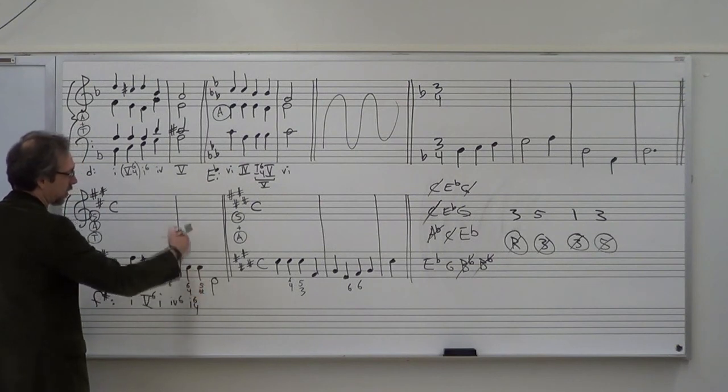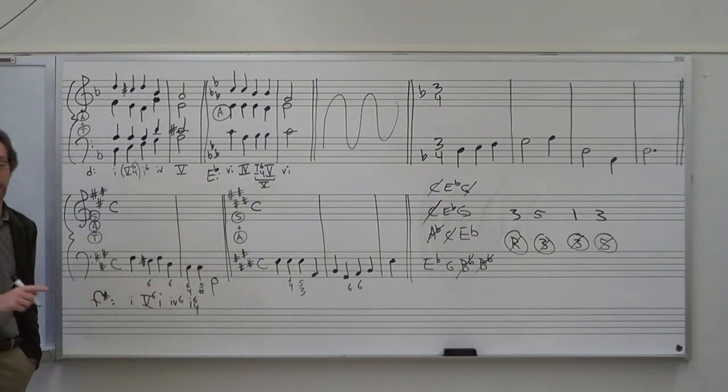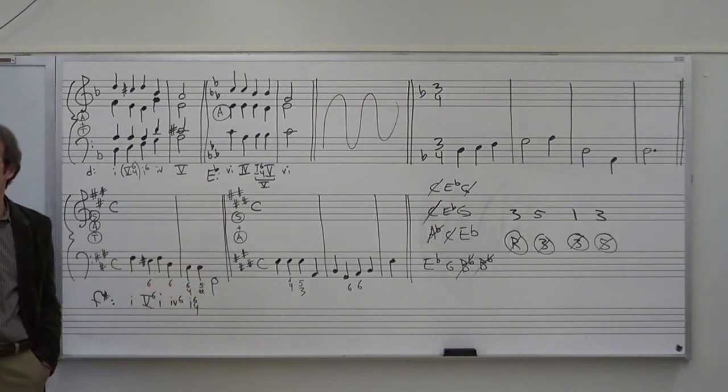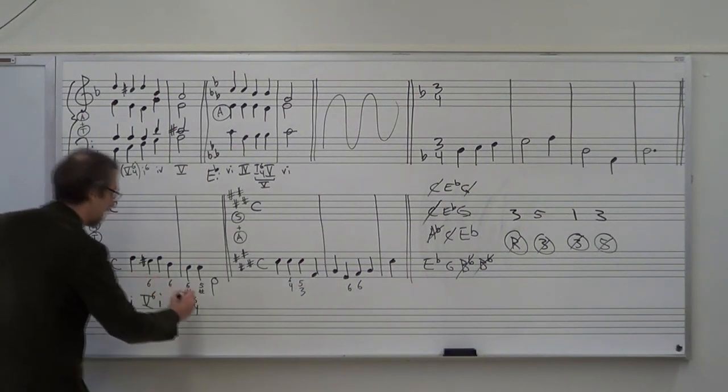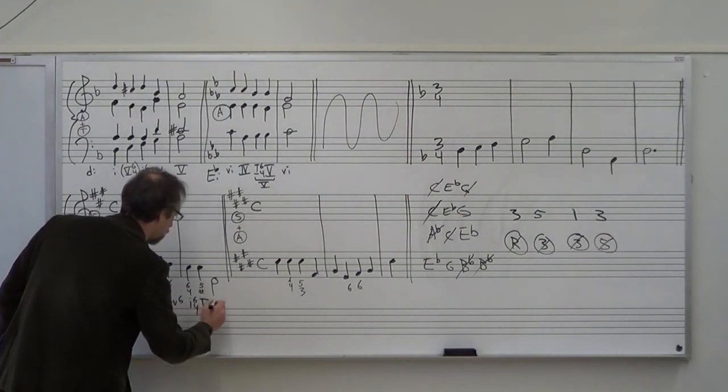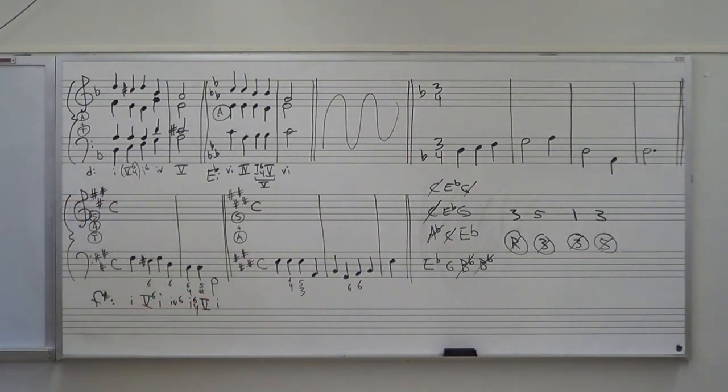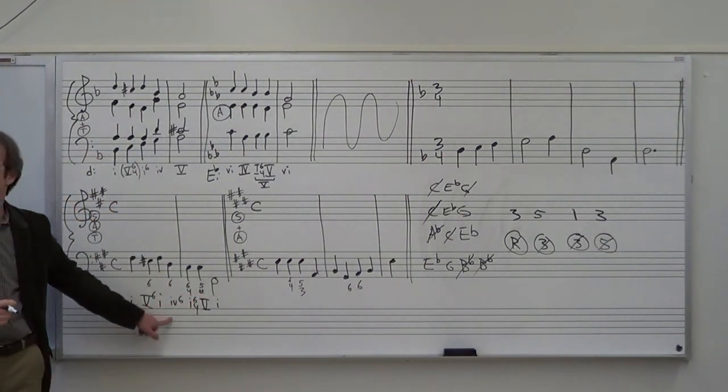Here, the 5 means there's a 5th above the bass. The C sharp, the sharp means the 3rd above the bass is raised. That's referring to the leading tone. So this is a 5 chord in root position, going to a 1 chord in root position. So this is the correct Roman numeral analysis.